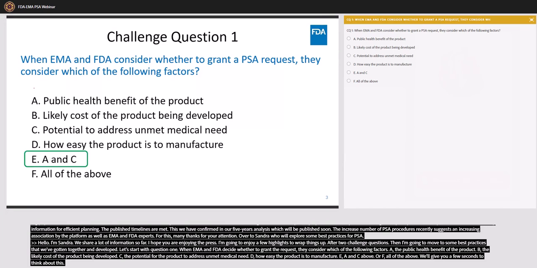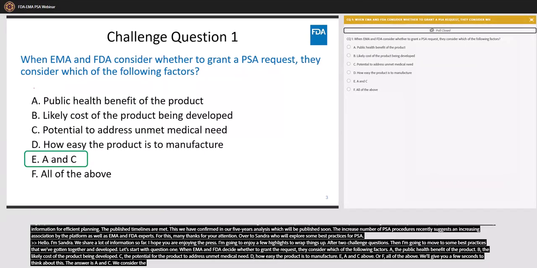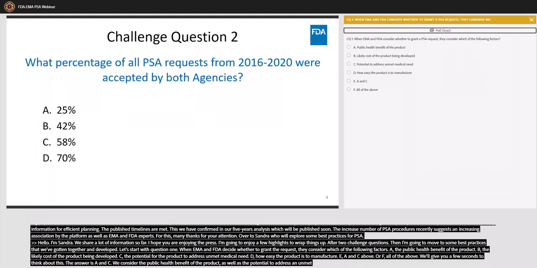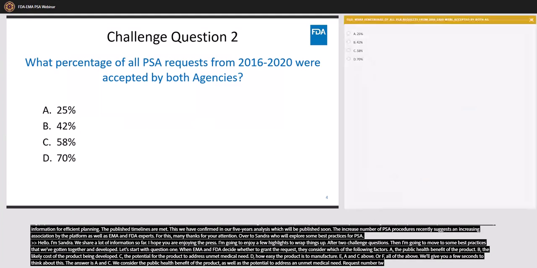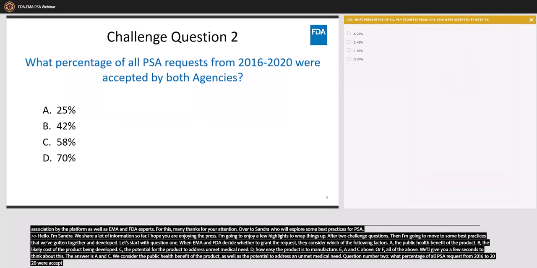The answer is A and C. We consider the public health benefit of the product as well as its potential to address an unmet medical need. Question number 2. What percentage of all PSA requests from 2016 to 2020 were accepted by both agencies? 25%, 42%, 58%, or 70%?